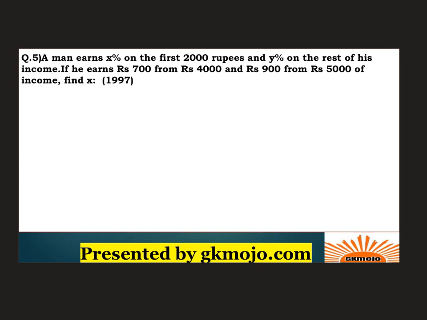So let's have a look at this question. Again, it is a question that appeared in CAT 1997 and it is a very good question because it is easy but the language is twisted. Because of the language, most of the students crumbled under the pressure. All right. A man earns X percent on the first 2000 rupees and Y percent on the rest of the income. If he earns rupees 700 from rupees 4000 and rupees 900 from rupees 5000 income, find X.